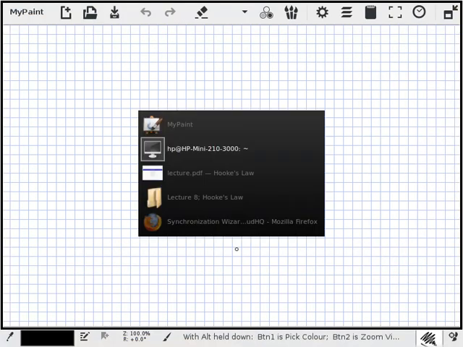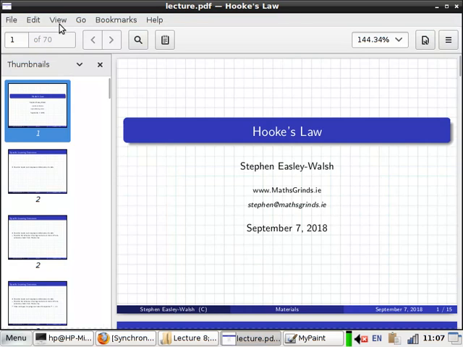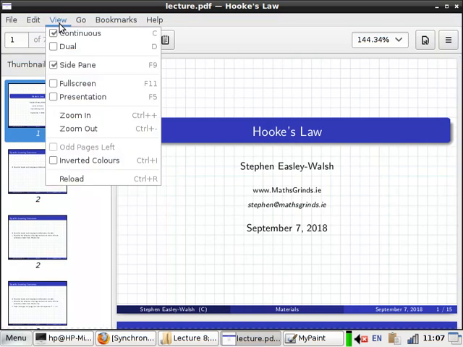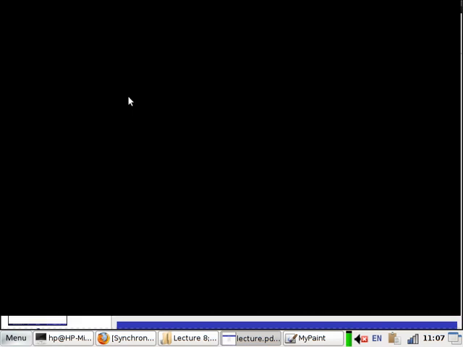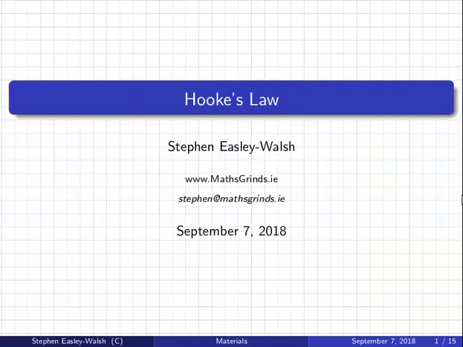Right. Let's continue. So we'll do a lecture and then we can do a tutorial. We might have to split this lecture up, I don't know, big enough. Hooke's law.